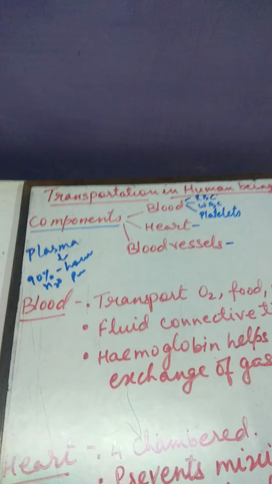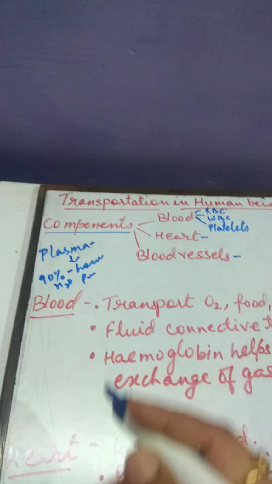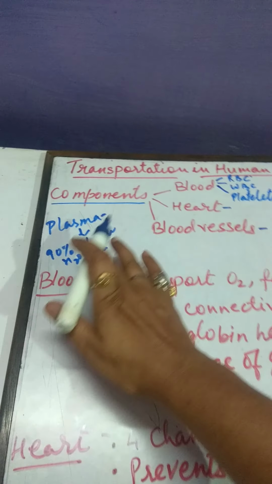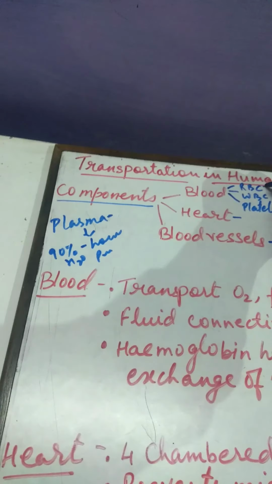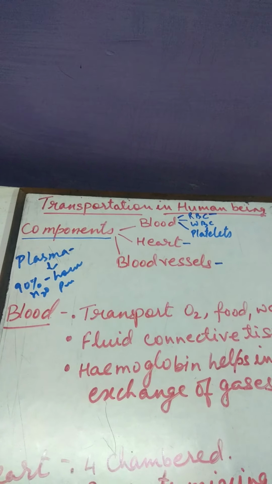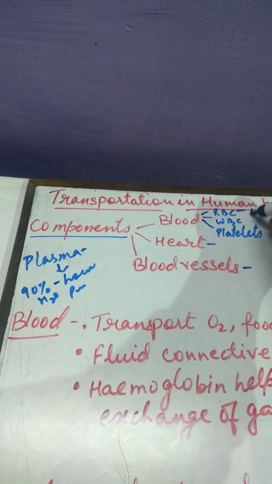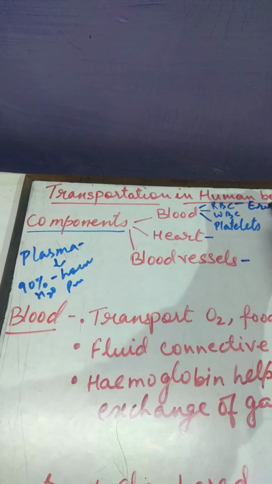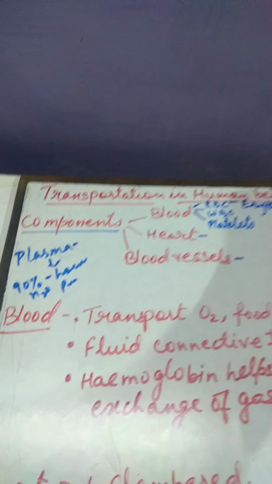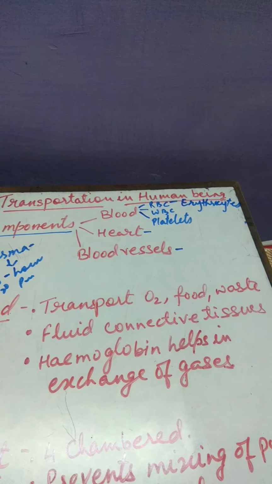So, what is the function of plasma? It helps in the transportation. It is a fluid substance, so it helps in the transportation. Clear? So, now what is RBC? RBC means red blood cells. See, red blood cells is also termed as erythrocytes. Clear? Red blood cells is also known as erythrocytes.